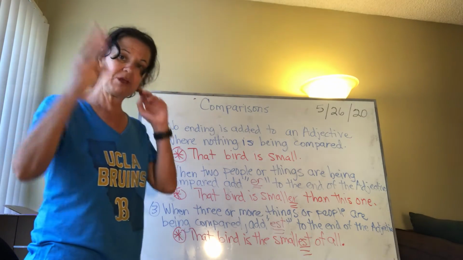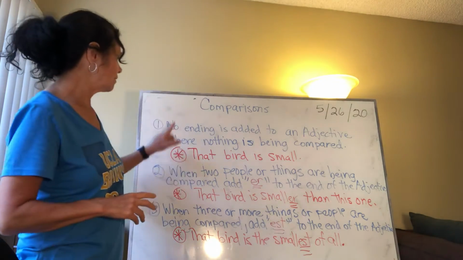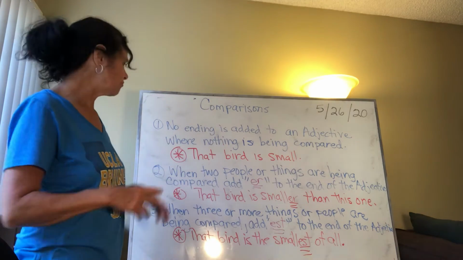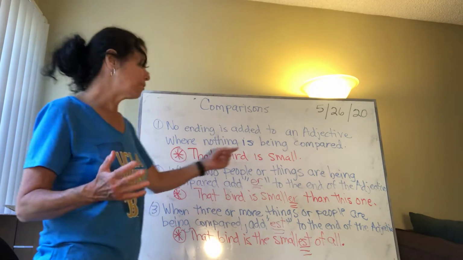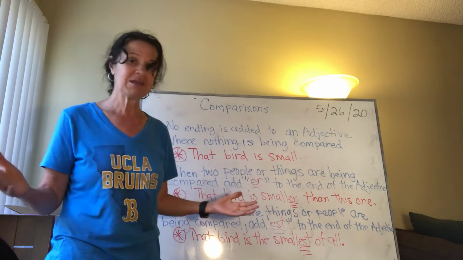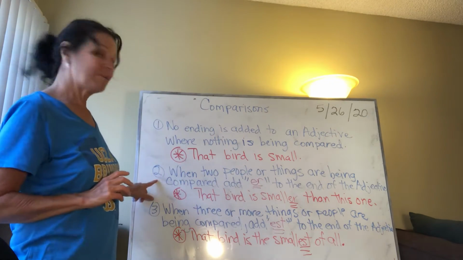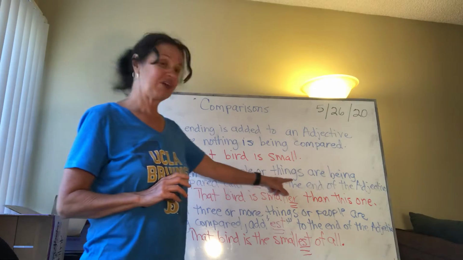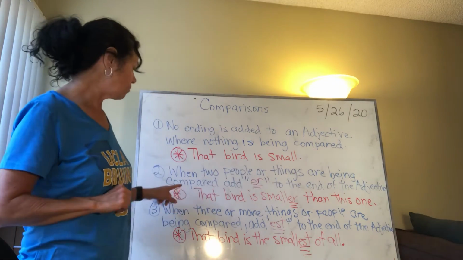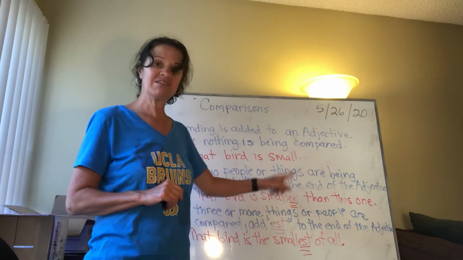Once again, three rules when comparing. Number 1, no ending is added to an adjective when nothing is being compared. That bird is small. Done. Not comparing it to anything else. Rule number 2, when two people or things, nouns in other words, are being compared, add an ER to the end of the adjective.